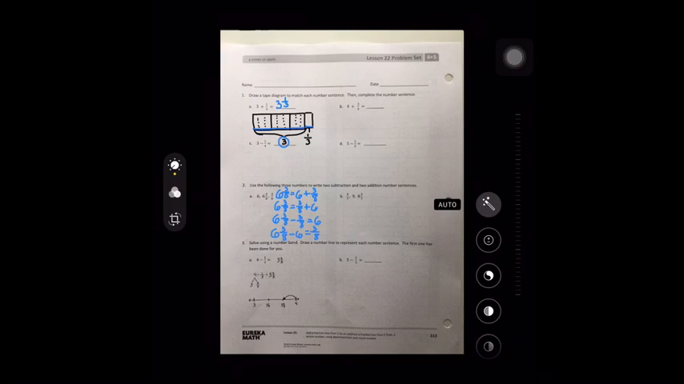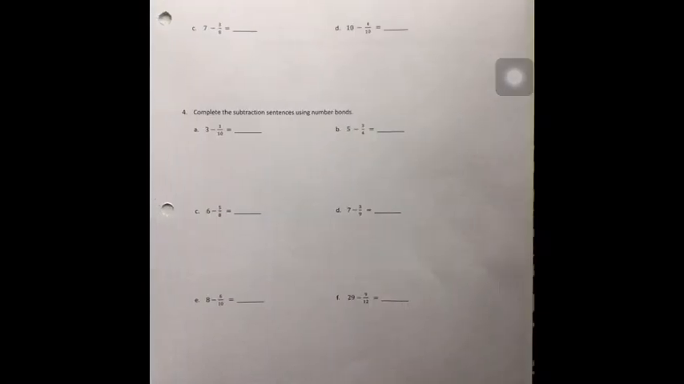Number 3 is solve using a number bond. Draw a number line to represent each number sentence. The first one has been done for you. So they give you an example right here on number 3 of how you need to do this. We have a number bond and we also have a number line. So I'm done with that one. I'm going to go over here to C and D of 3, same thing. And then number 4, I will do the first one for you.